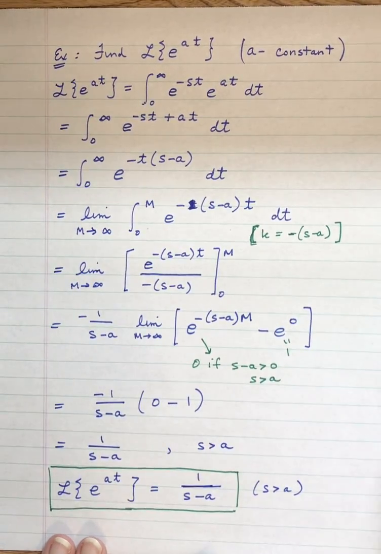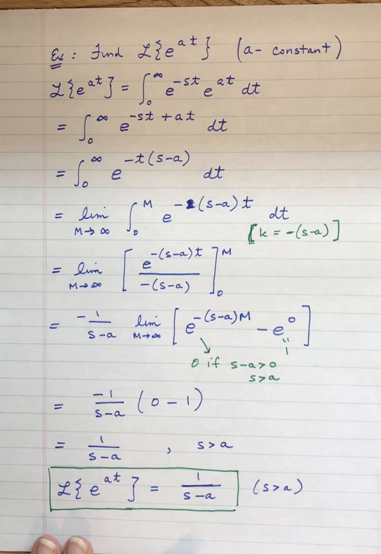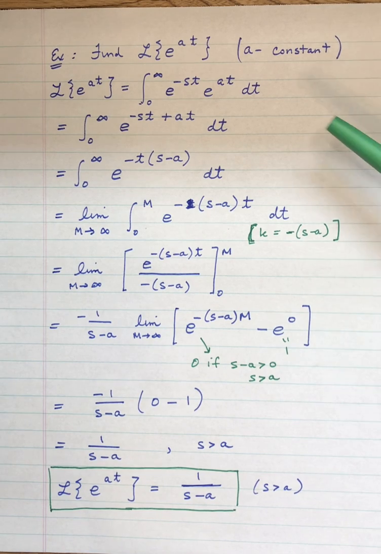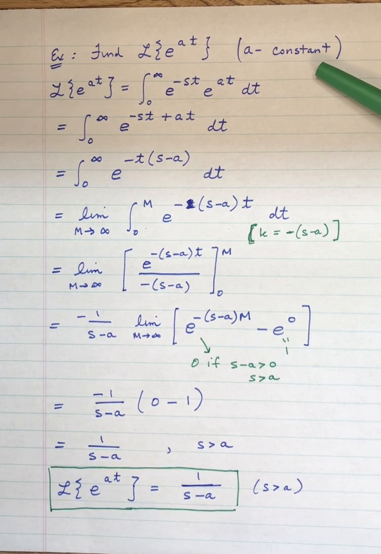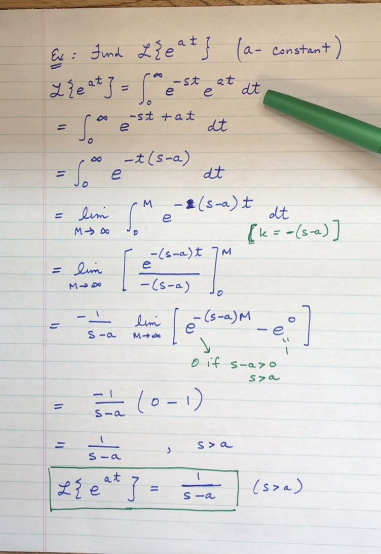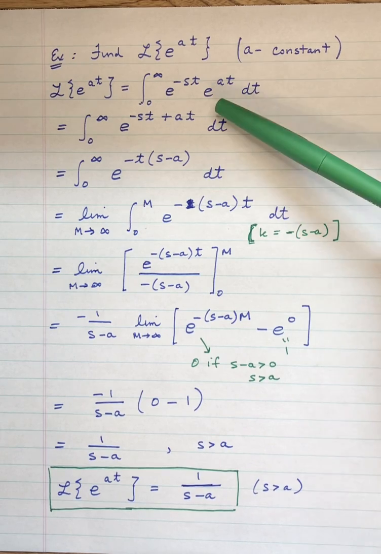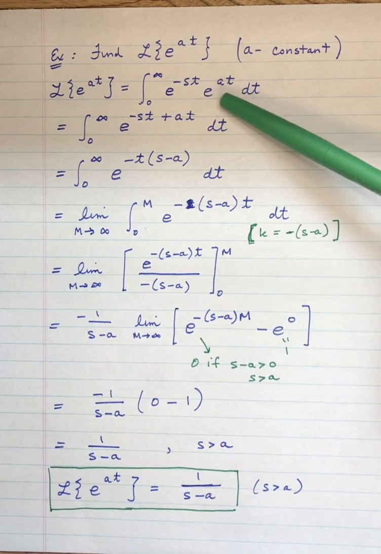Let's do one more. This is another common one. And then I'll teach you how to take some of the common ones and build on that without using the definition. So what if we try to find the Laplace transform of the function e to the at, where a is just some constant? Again, we're using the definition, so we replace f of t with e to the at.